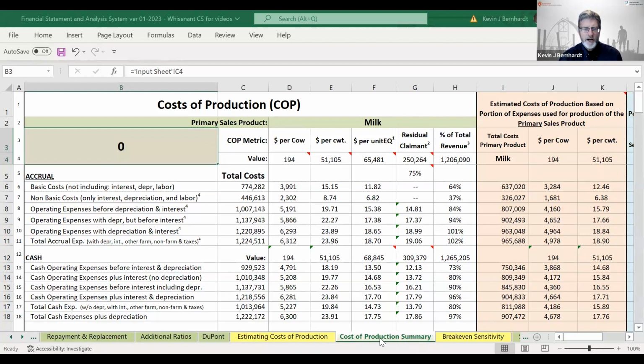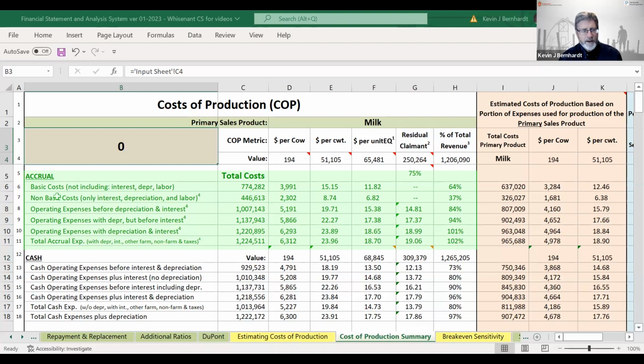This one is the cost of production summary. Now, there's a lot of numbers there. Let me try to take you through these. First of all, on the left-hand side is the type of cost of production that we're talking about. It describes it. So this first set of cost of production numbers is based on the accrual income statement.